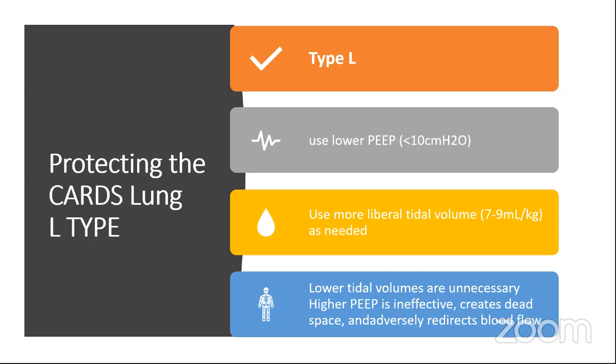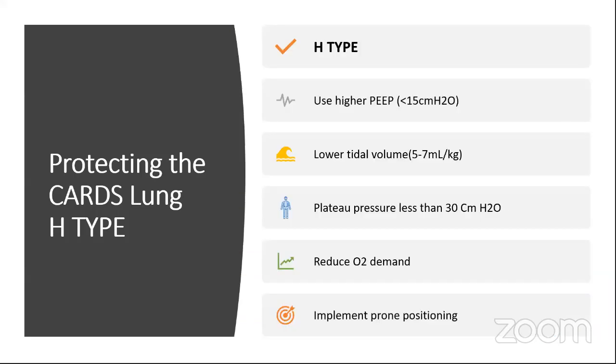Because if you apply low tidal volume, the patient may have decreased minute ventilation and retain more CO2 because of increased dead space, and it will compromise the ventilation perfusion mismatch. So you shouldn't apply a lung protective strategy for this patient. You shouldn't apply low tidal volume, and you shouldn't apply high PEEP for L type. Then we'll go to H type.